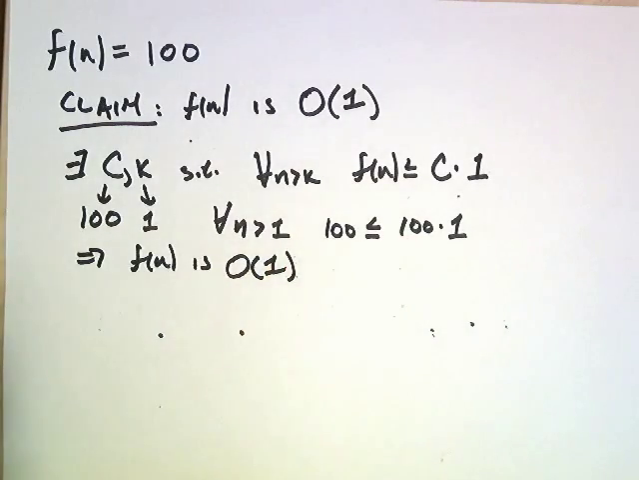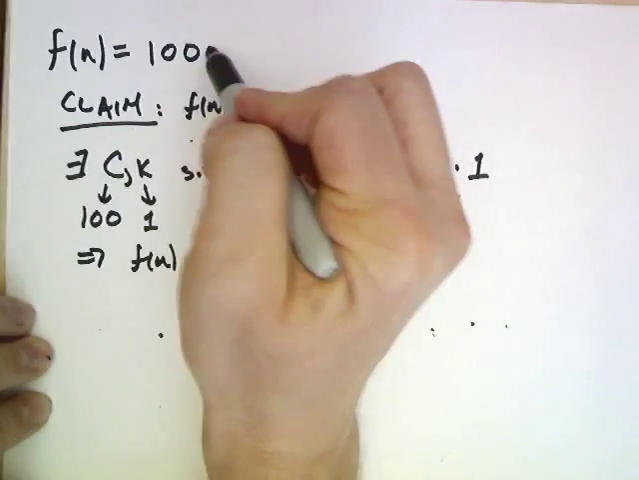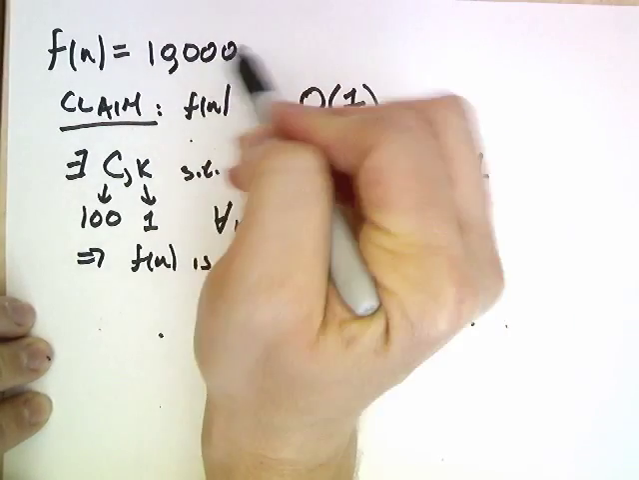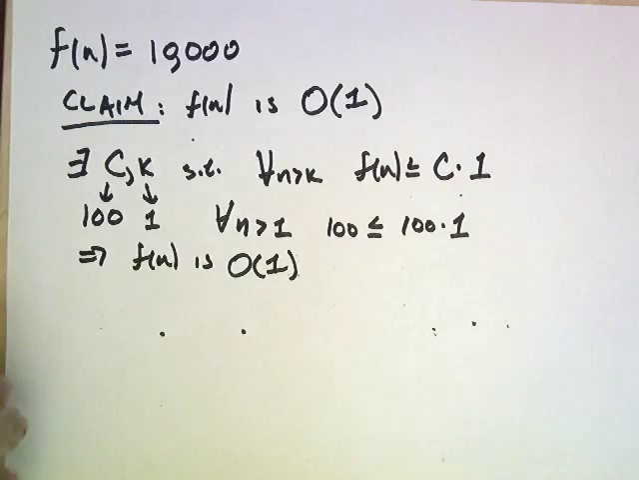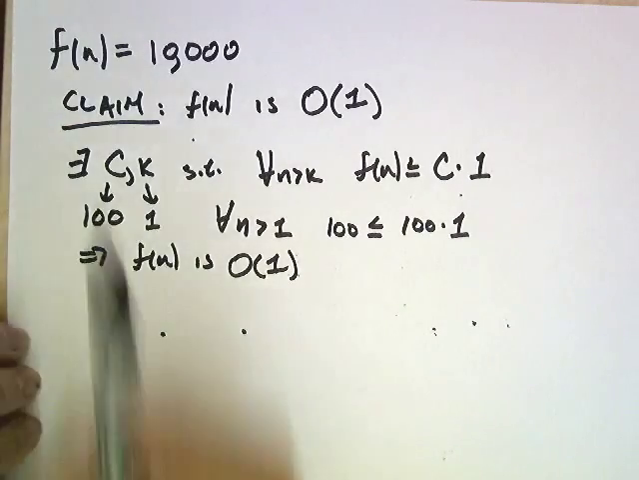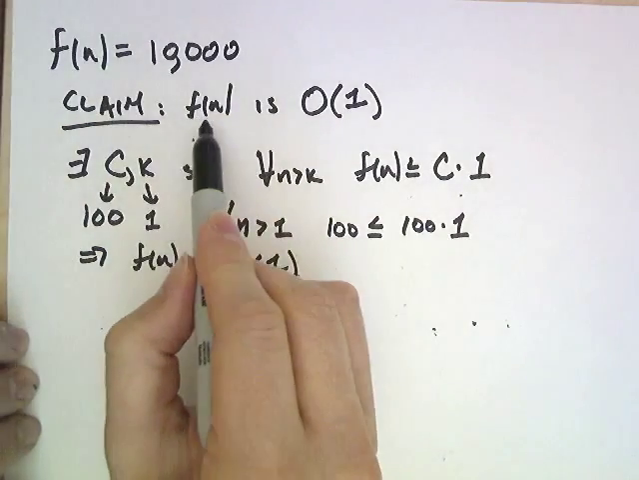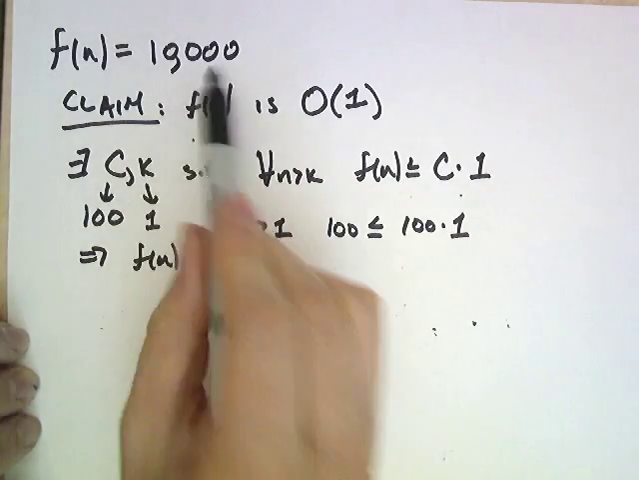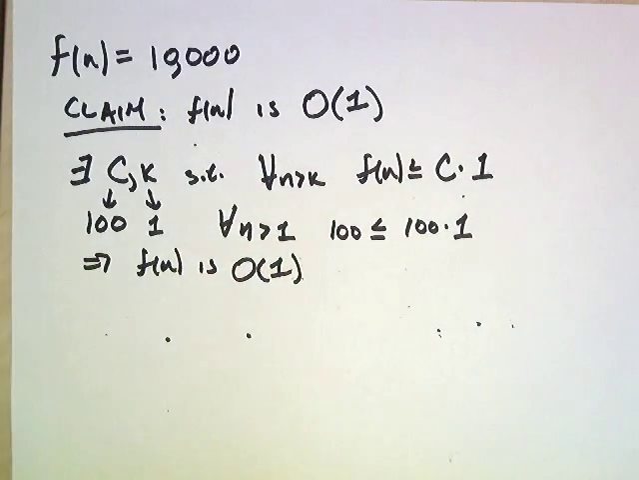So that's just another way of saying that f of n is a constant. If I'd put 1,000 here, or 10,000, or 100,000, or 1,000,000, any constant that doesn't depend on n, so f of n is a constant, then f of n is big O of 1.